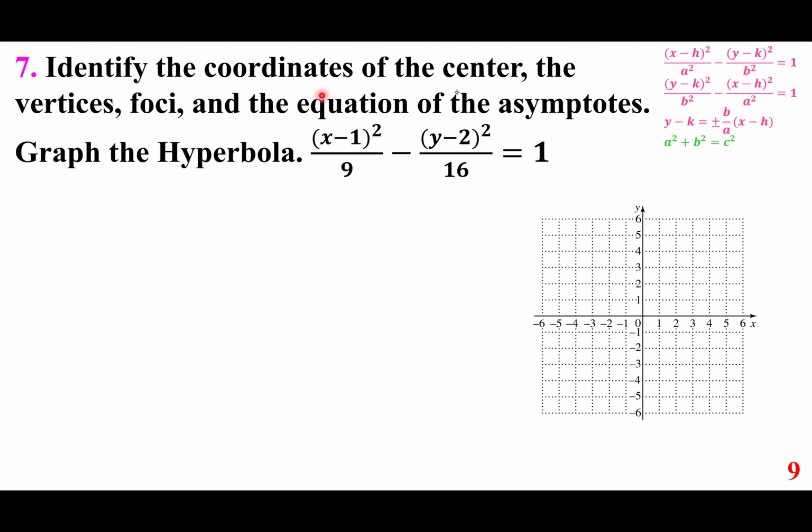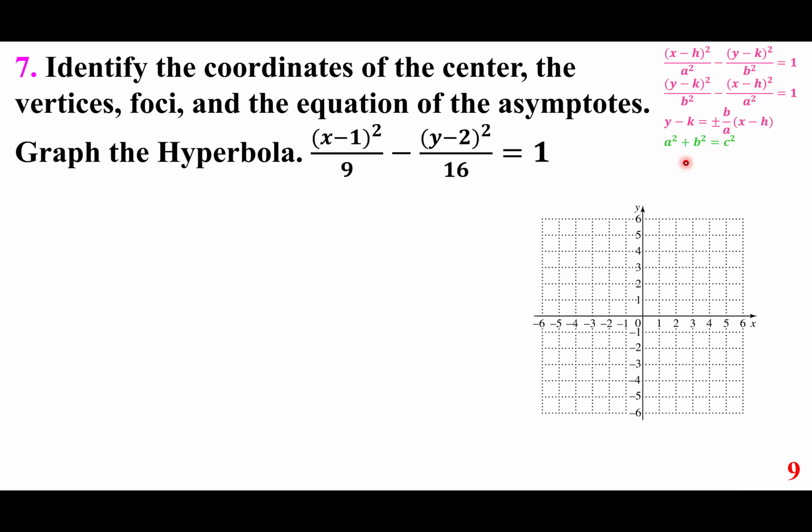Identify the coordinates of the center, the vertices, foci, and the equation of the asymptotes. Graph the hyperbola x minus 1 quantity squared over 9 minus y minus 2 quantity squared over 16 equals 1. And so here's the equations. And a squared plus b squared equals c squared does not change because c is always larger than both of them. It's unlike an ellipse that changes from one format to the next.